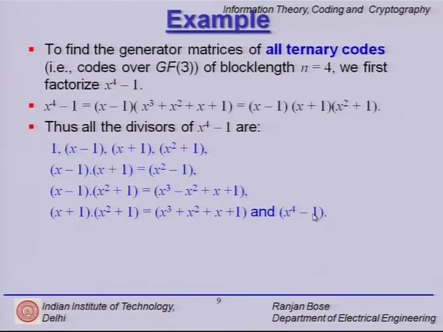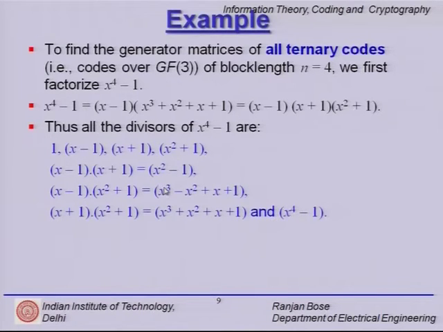So, we have actually a total of 8 factors. Some of them are trivial, but they are all technically speaking generator polynomials, which will lead to ternary cyclic codes over GF3 of block length n equal to 4.